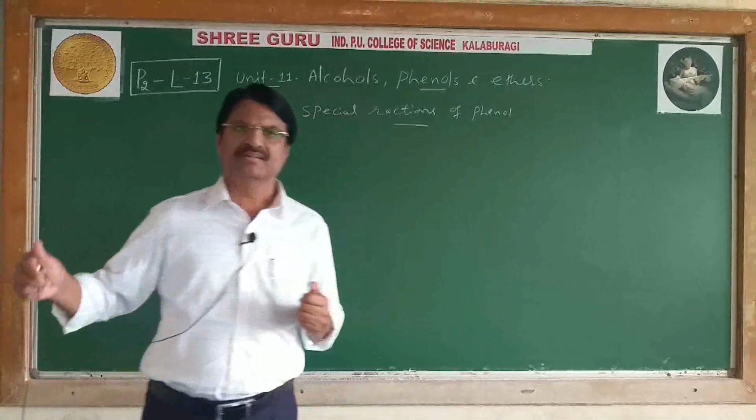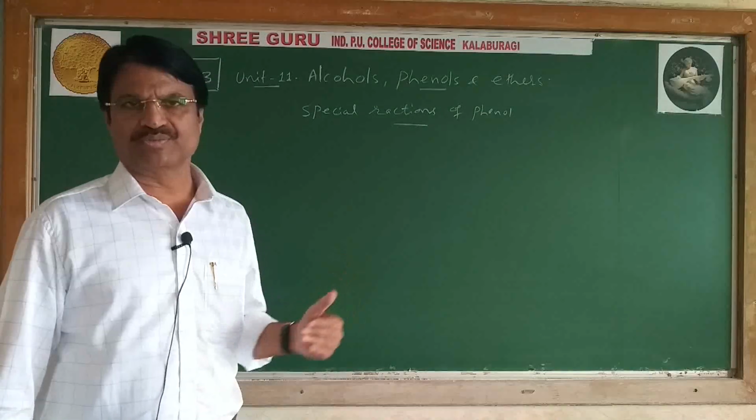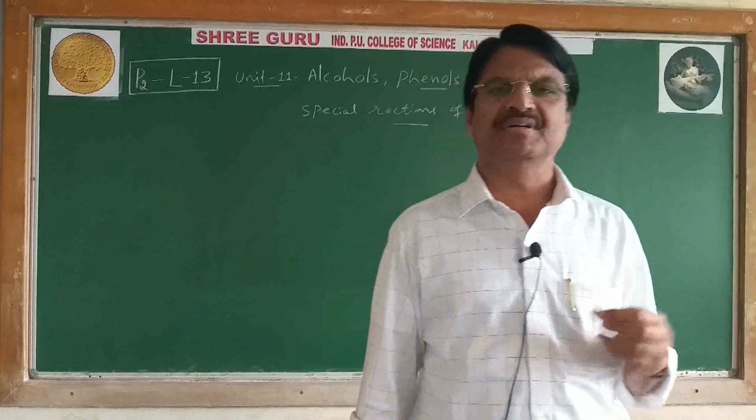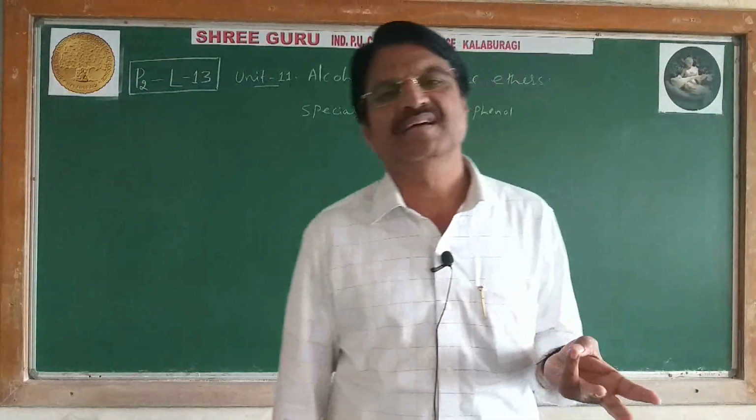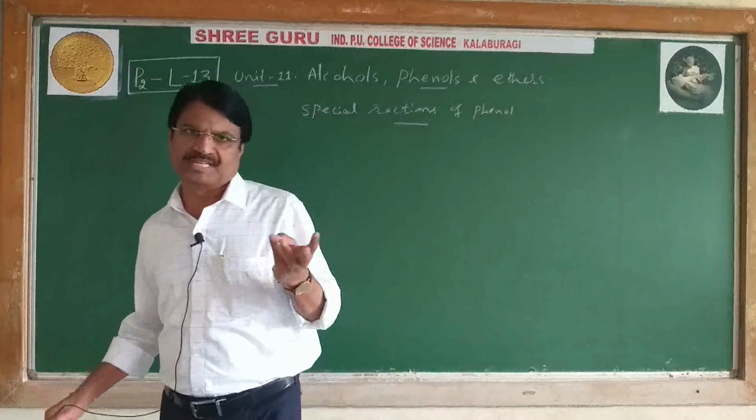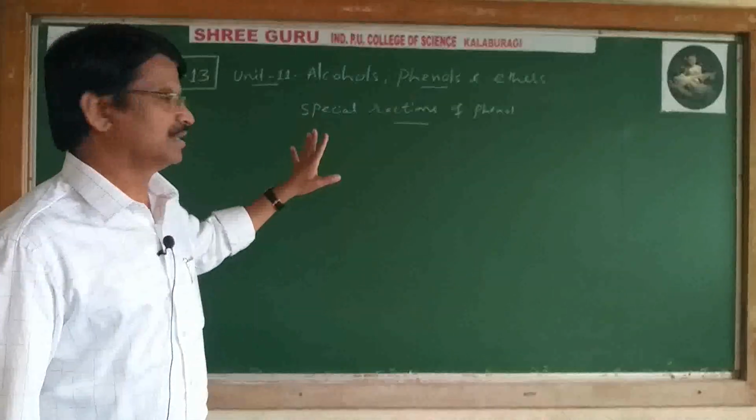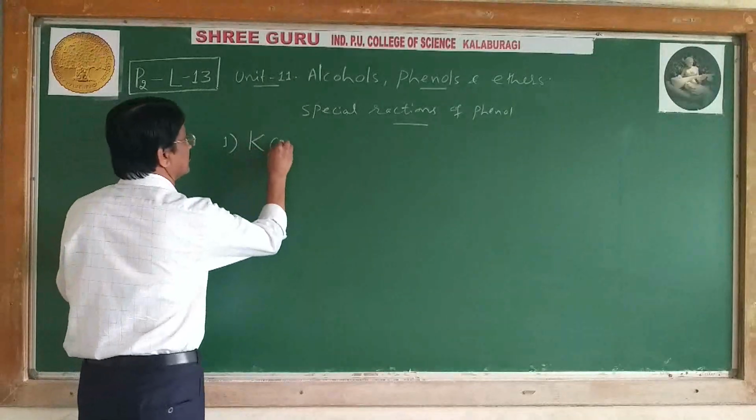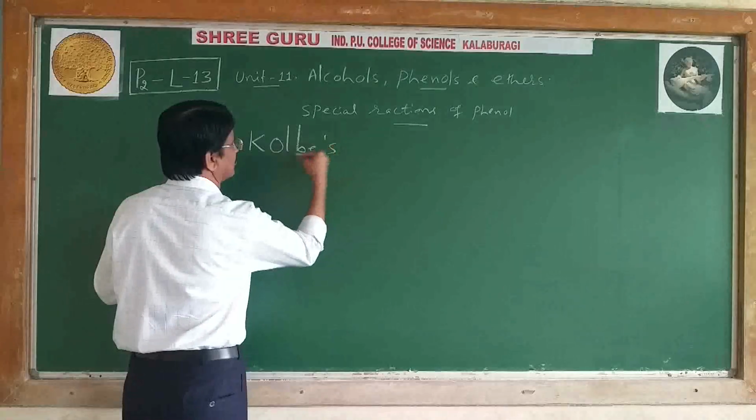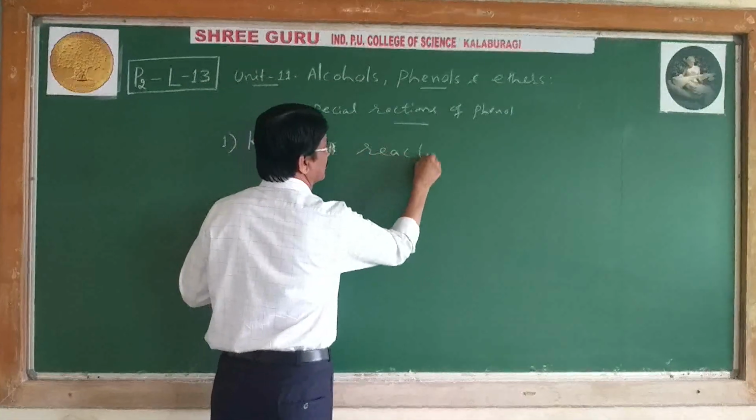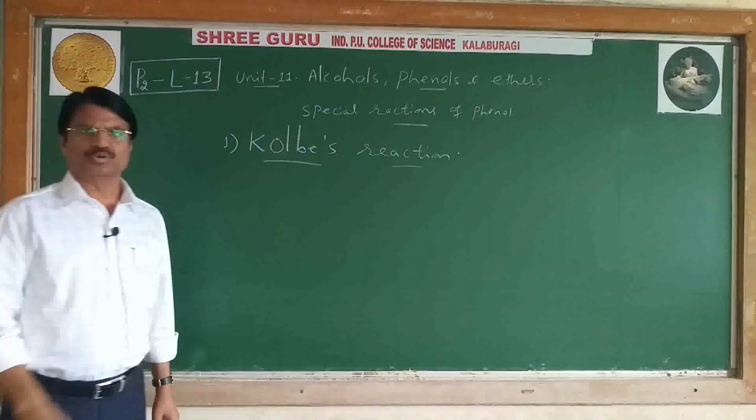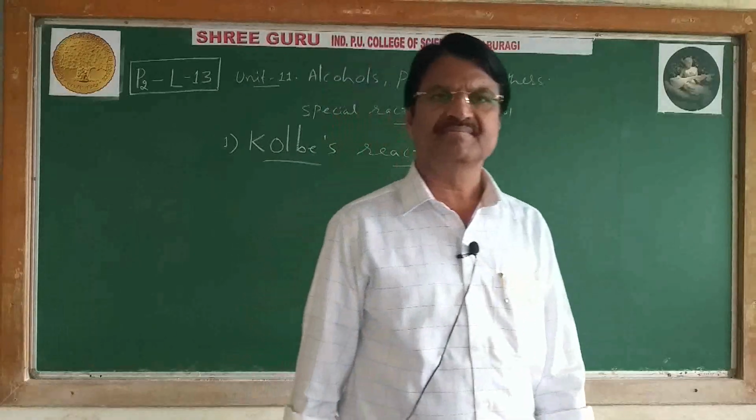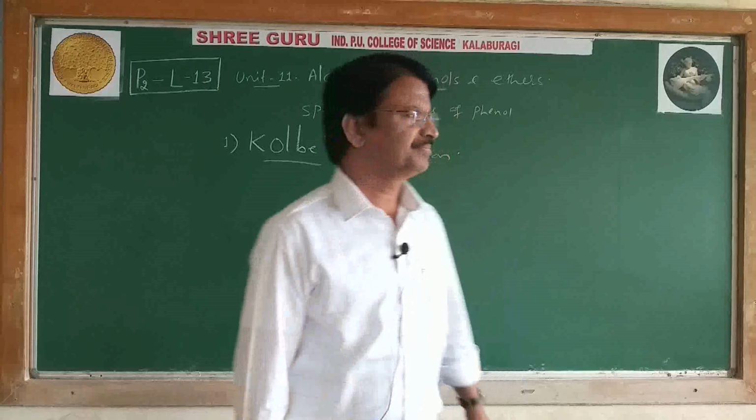So like this I explained 4 important reactions. They are called electrophilic substitution reactions. Now the last part in the topic: there are special reactions of phenol called Kolbe's reaction and Reimer-Tiemann reaction. These are the 2 last reactions in the topic. First we study Kolbe's reaction. It is also called Kolbe-Schmitt reaction, or simply Kolbe's reaction.